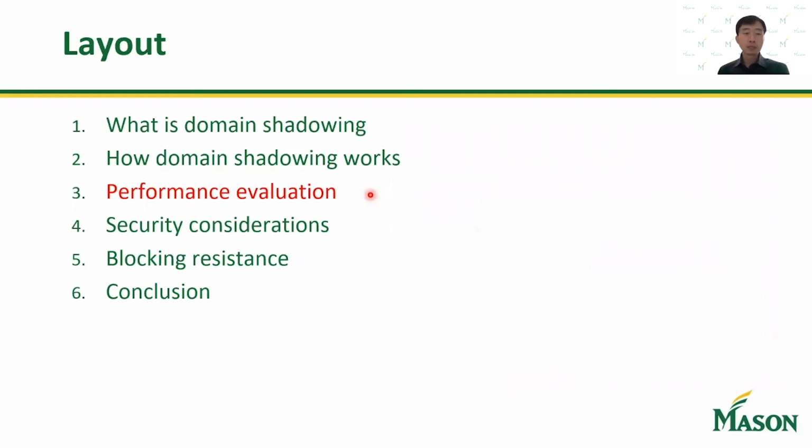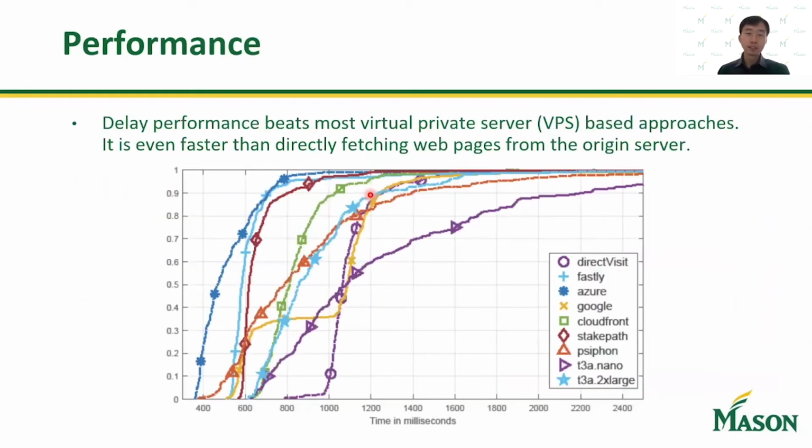So next, I'm going to briefly talk about performance. In this experiment, we use different approaches to fetch the same document 200 times. We basically use 4 different approaches. We use domain shadowing, and we use Psiphon, which is a popular free VPN-based censorship evasion tool. We also use a VPS-based approach, where we rented a Linux instance on AWS and ran an HTTP proxy on it. And we also compare with directly accessing the website.